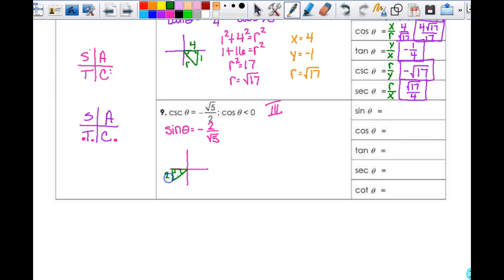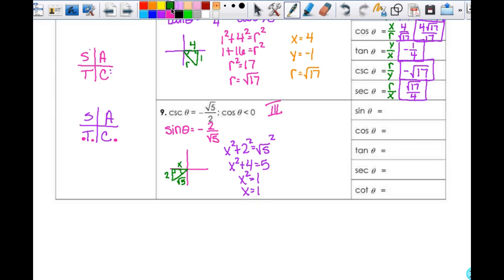Opposite is 2. That's where my 2 goes. And then square root of 5. Okay, so it's y over r. I knew I'd get it eventually. So now I do my Pythagorean theorem. X squared plus 2 squared equals the square root of 5 squared. X squared plus 4 equals 5. X squared equals 1, so x equals 1.